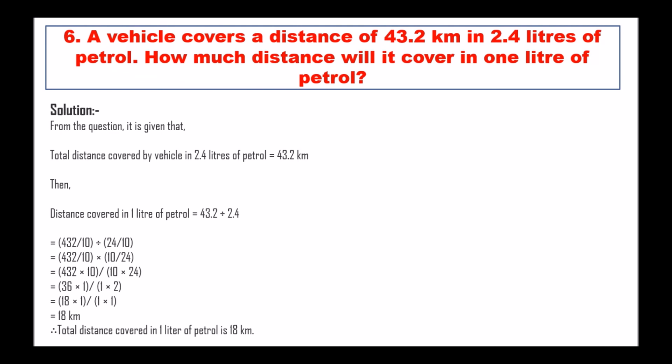So first we will convert the numbers into fractions, that is 432 upon 10 divided by 24 upon 10. Now we will change the sign, so it becomes 432 upon 10 into 10 upon 24. 10 will cut, and 24 and 432 will cut. So we get 36 into 1 upon 1 upon 2. 2 and 36 will also cut, so it is 18. So the total distance covered in 1 liter of petrol is 18 kilometers.